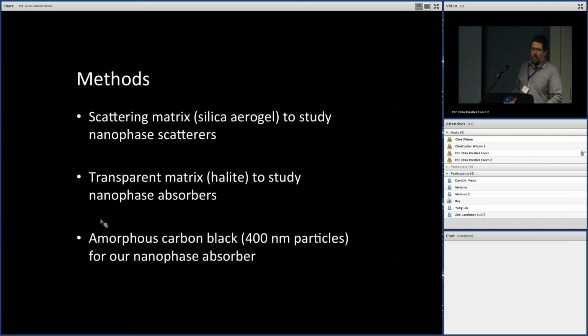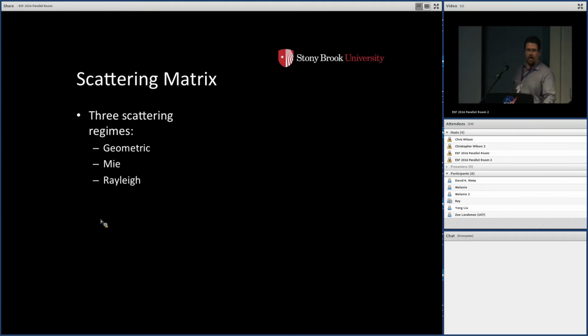So we've started out trying to approach this problem from a basic optics standpoint, by getting a strongly scattering matrix. For us, we use silica aerogel to see what happens when you have something very small that's scattering light at all these wavelengths. It's a transparent matrix that we can embed things in, and then a strong absorber, which for us is amorphous carbon black, because nanophase metallic iron is impossible to use in a normal laboratory setting.